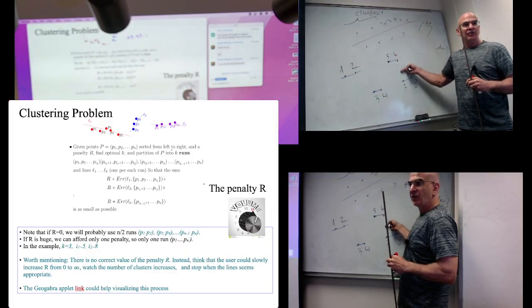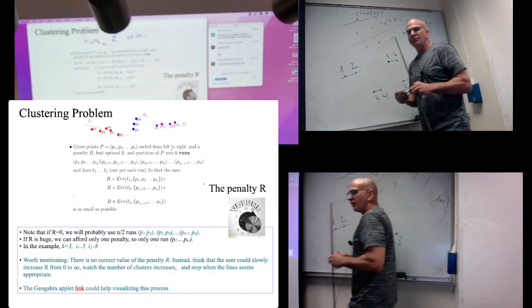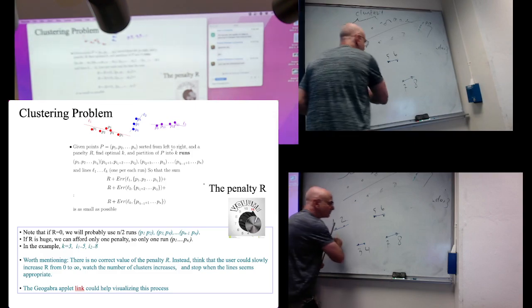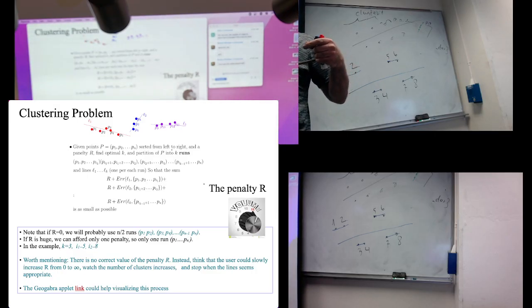There is 0 error over here, but there are a lot of clusters. Every 2 points have a cluster. I can also decide that all my points must be in one cluster, and then the error will be larger. The error means the sum of squares of the vertical distances. So how do I know how many clusters I want?